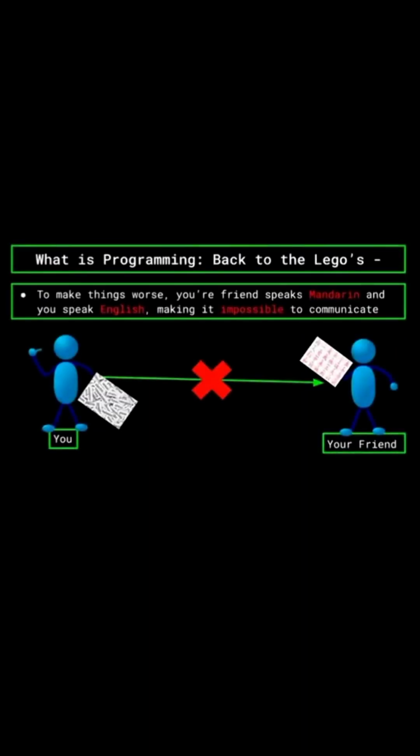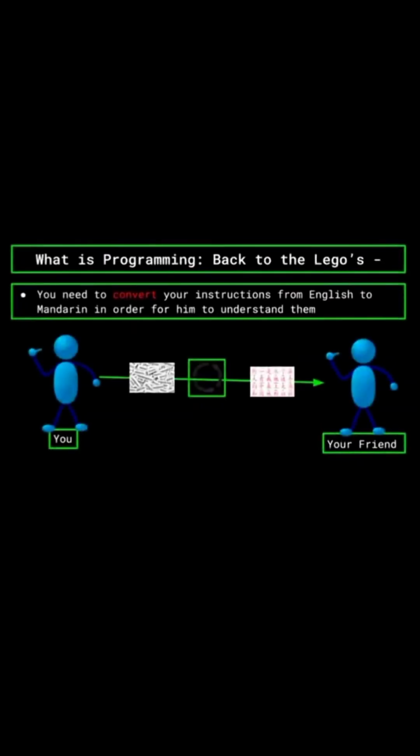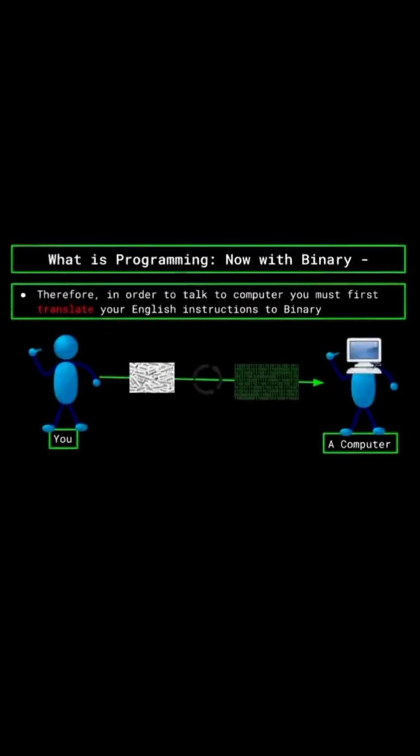Going back to the Lego example, this process would be like if he was not only less than intelligent, but to make matters worse, he could not understand English and only speaks in Mandarin Chinese. In order to speak with him, you have to convert the instructions that you understand in English into the language that your friend understands. This process is essentially what you must do for your computer in order to make it understand the instructions that you give it.